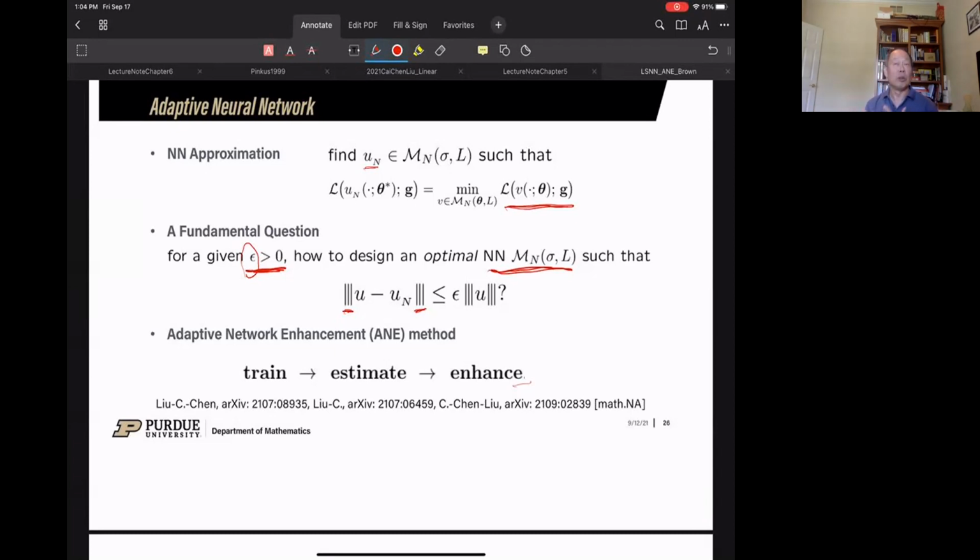In this case, we need to add neurons, right? So that's the reason we call it enhancement. So we're going to add some neurons.